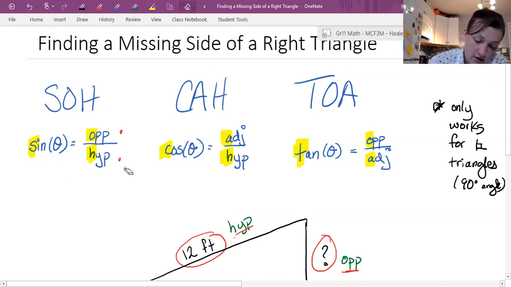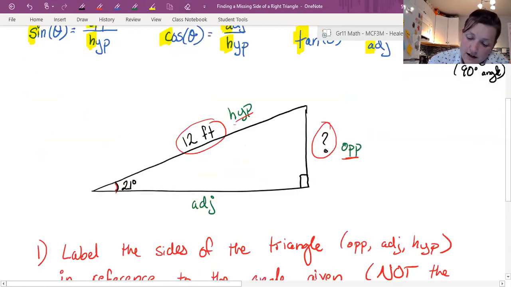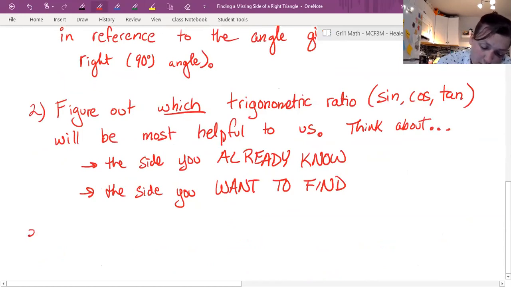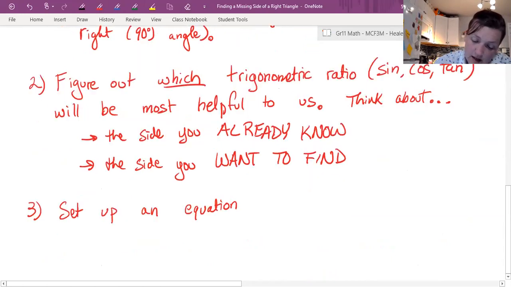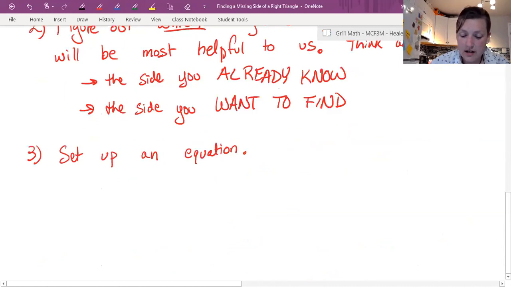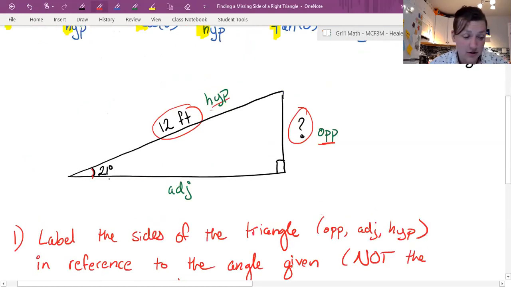Okay, so now we set up an equation. The way we're going to do this is we're going to say the sine of 21 degrees. Remember, that's the angle I gave you. And what's sine of 21 degrees? It's a number, and you can find it.